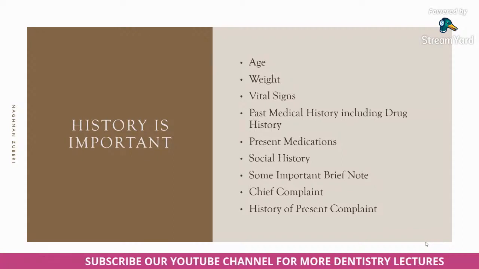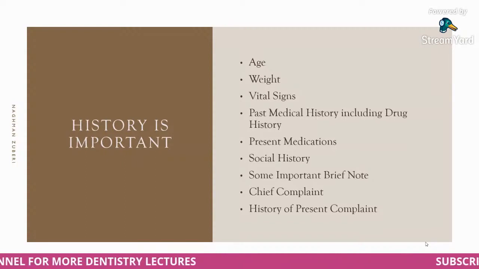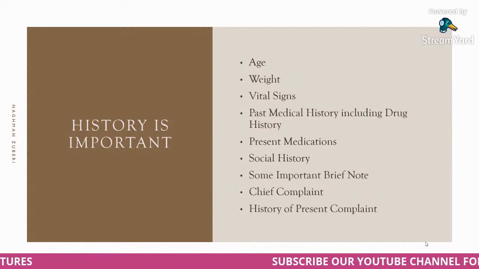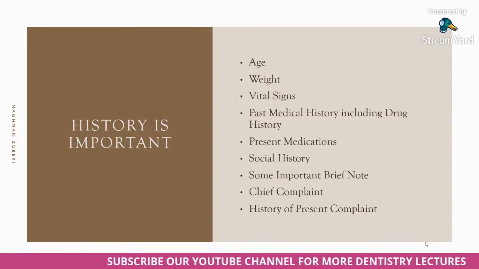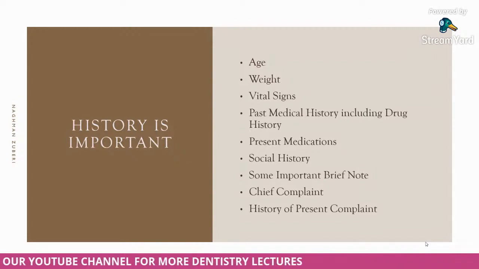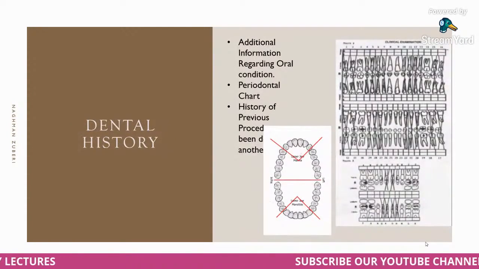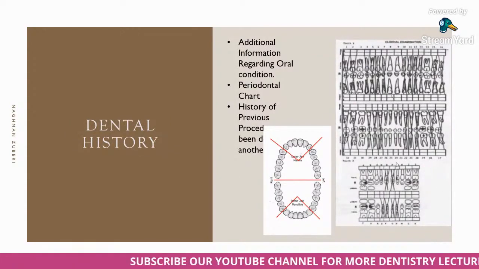Then the social history of the patient is important, whether the patient is living alone, a sociable person, or socially aloof. These are certain conditions that are dependent on this type of information as well. So the chief complaint, I have already mentioned, and the history of present complaint, these are also very, very important.